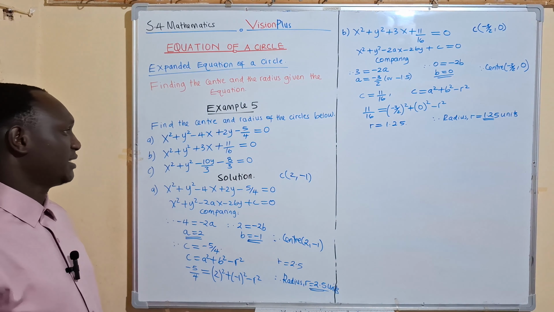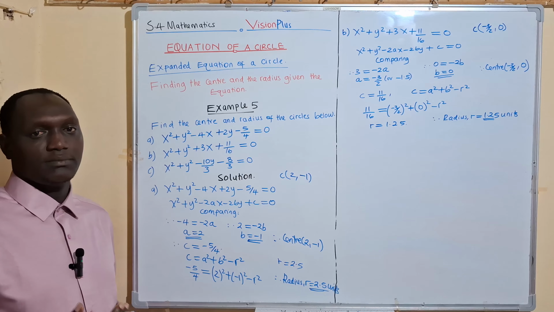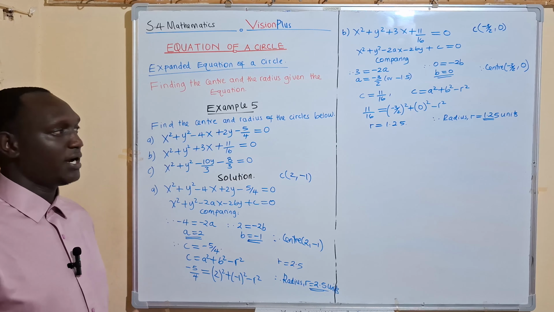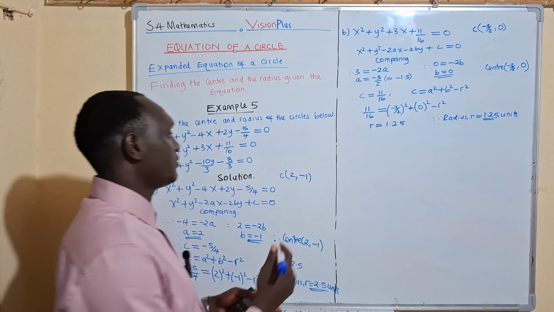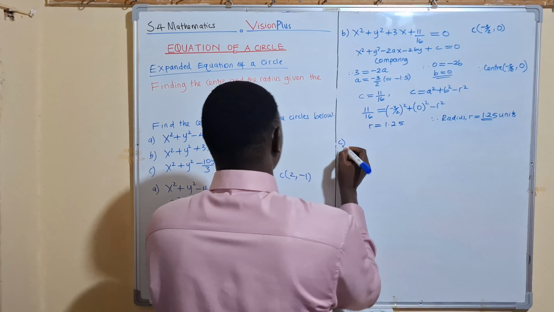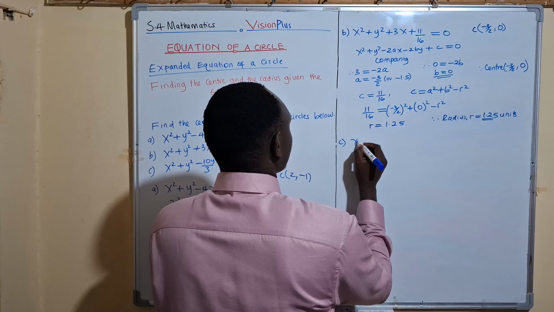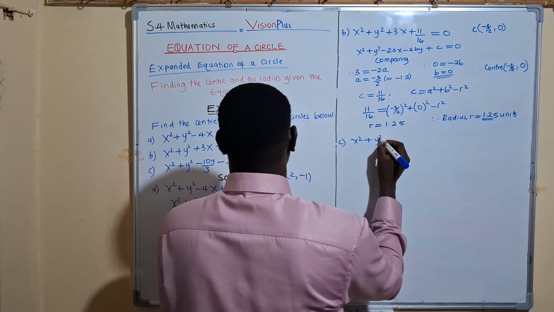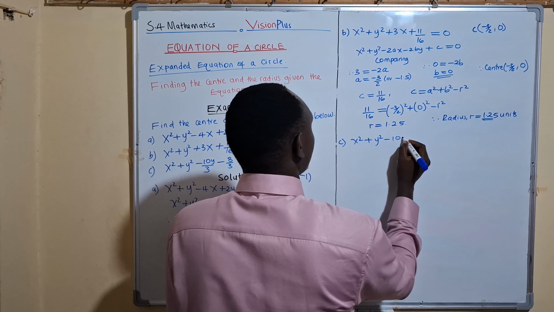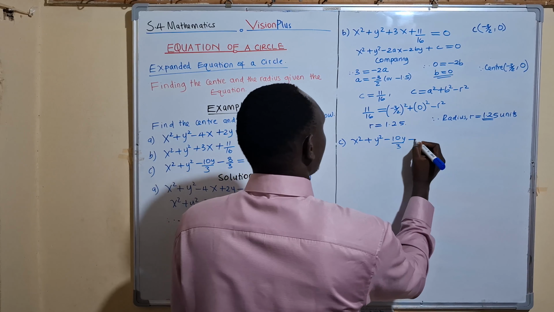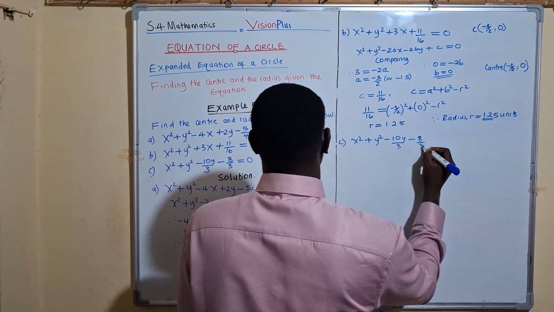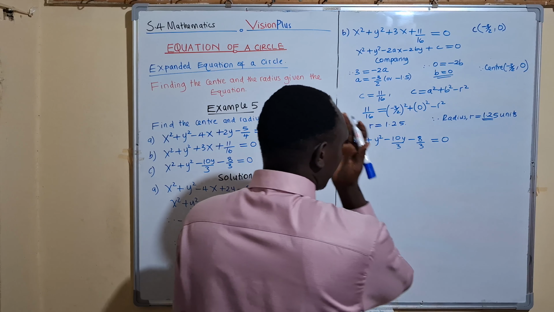Let us go to part C, which you can even try out. Please stop the video and try out part C, and then you just come and check if you passed it. Part C says that we have x squared plus y squared minus 10y out of 3 minus 8 out of 3 equals to 0.